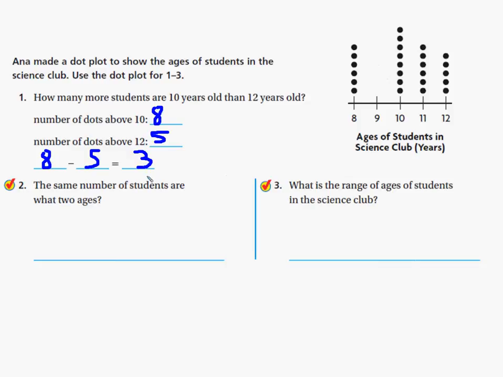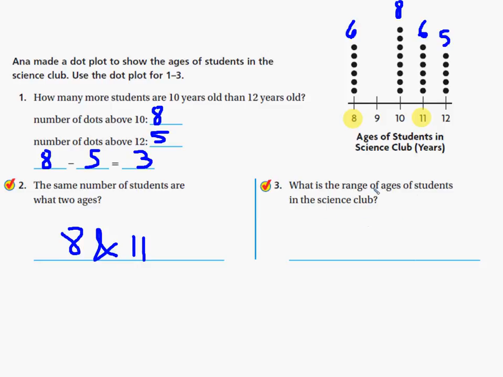This one asks which 2 ages have the same number of students. So we're basically looking for 2 ages that have the same number of students enrolled in science club. I know this has 8 kids. So there are 8 10-year-olds, there are 5 12-year-olds, and there are 1, 2, 3, 4, 5, 6. There's 6 8-year-olds and 6 11-year-olds. So it looks like the number of 8-year-olds and the number of 11-year-olds is the same. So 8 and 11. Those 2 age groups have the same number of kids.